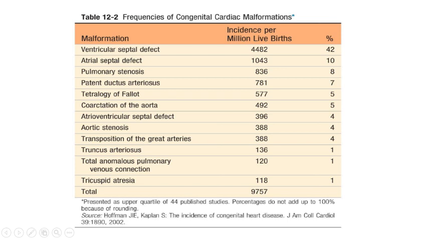Fourth most common is also a cause of left to right shunt. Tetralogy of Fallot is fifth most common. Then coarctation of the aorta, atrioventricular septal defect, aortic stenosis, an outflow obstruction, transposition of the great arteries, truncus arteriosus, total anomalous pulmonary venous connection, and tricuspid atresia.